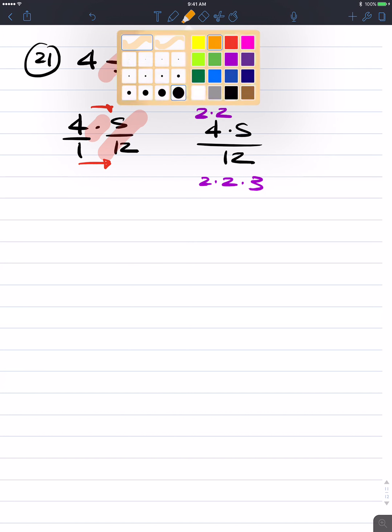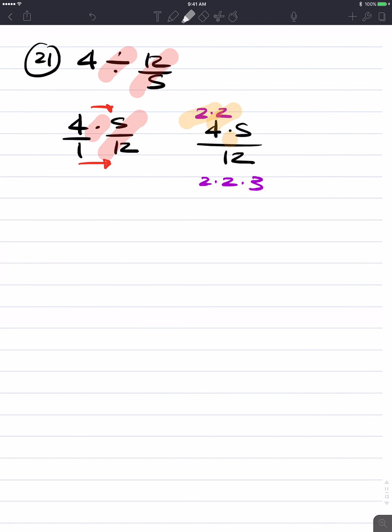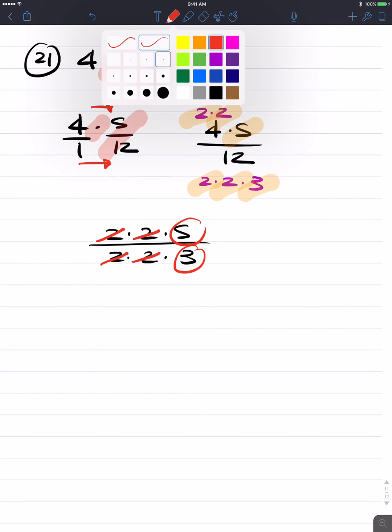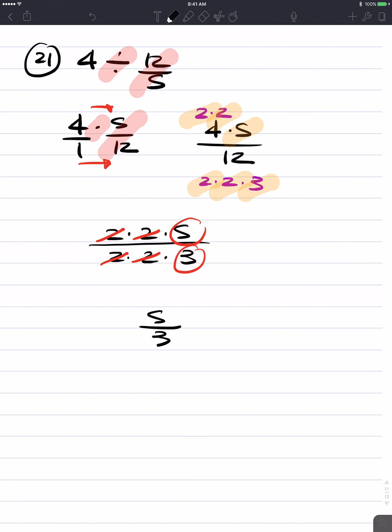Let's take a closer look at the primes. 2, 2, 5, 2, 2, and 3. I'm going to have 2 times 2 times 5 over 2 times 2 times 3. We get to cancel that first 2 on top and bottom, that first pair, and the second pair. Notice we're left with a 5 and a 3 that we can't cancel. The final answer is 5/3.